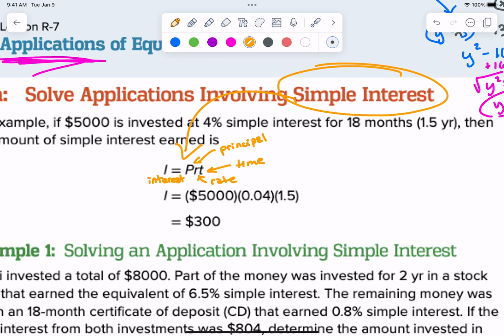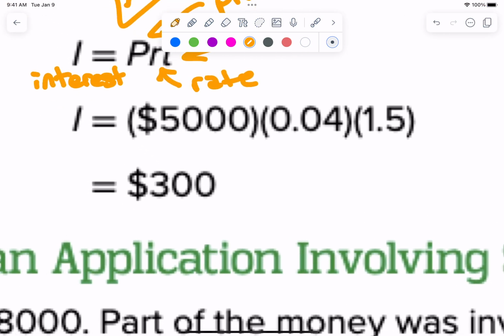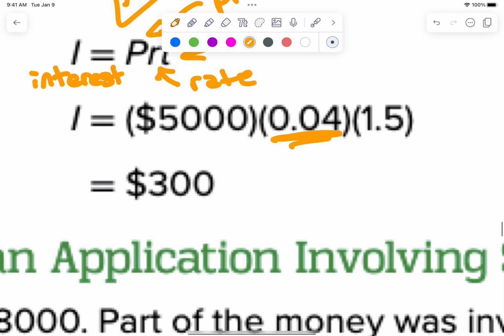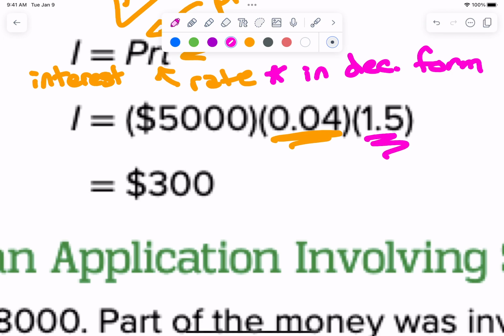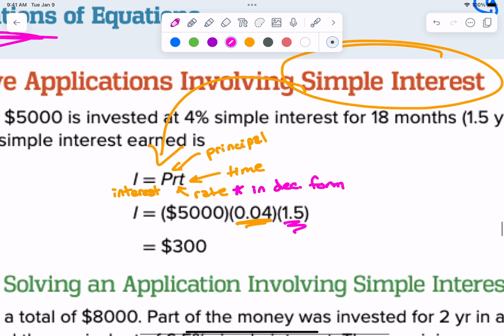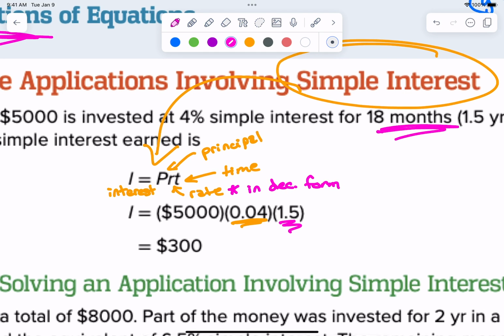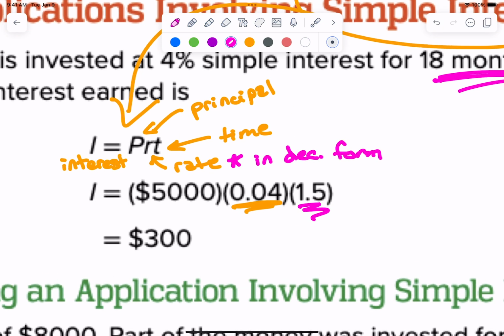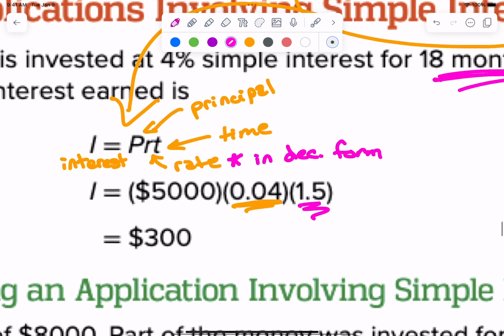So they did an example where we had $5,000 as our principal. Our rate was 4%, which they convert to 0.04. Maybe make a note of that: rate has to be in decimal form. So 4% is 0.04. What if you actually put in the percent? Probably 150. Time is 1.5, usually in years. Time is usually in years unless otherwise specified. So 1.5 years. That means we owe $300 extra for that year and a half that we borrowed $5,000.